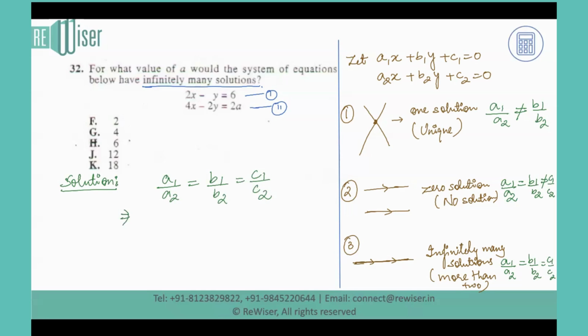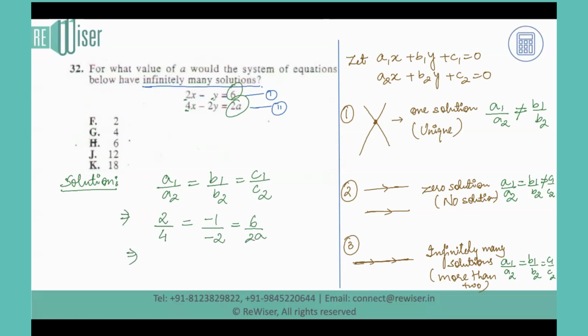So here I can see that the coefficient of x is 2, which is the value of a1. So we'll write 2 upon a2, the coefficient of x in the second equation. So we get the ratio as 2 and 4, which will be equal to b1, the coefficient of y in the first equation, upon the coefficient of y in the second equation. And this equals c1 over c2, which is 6 over 2a.